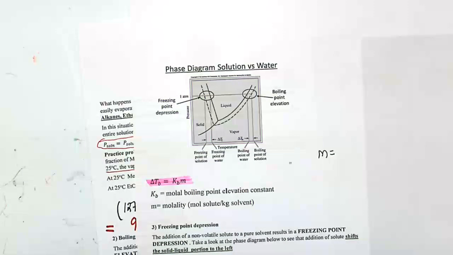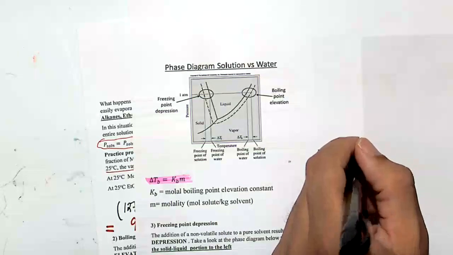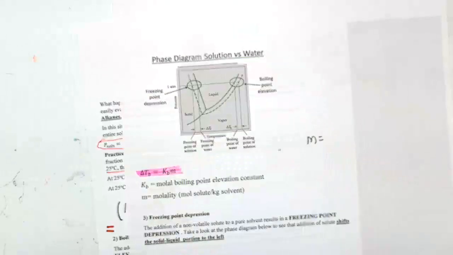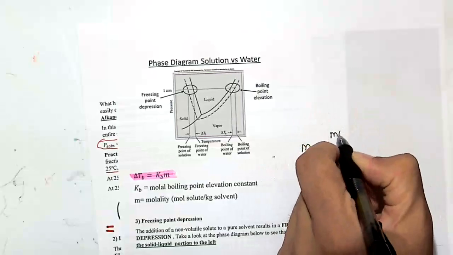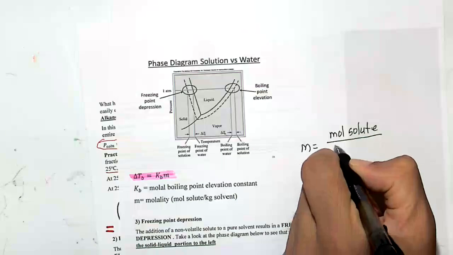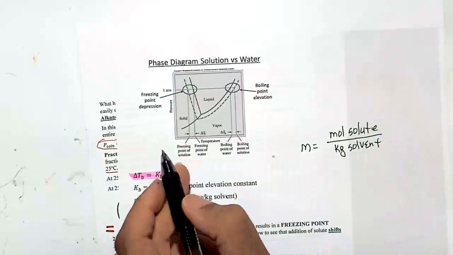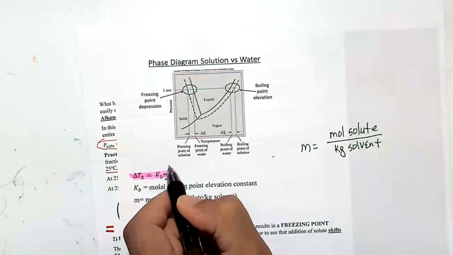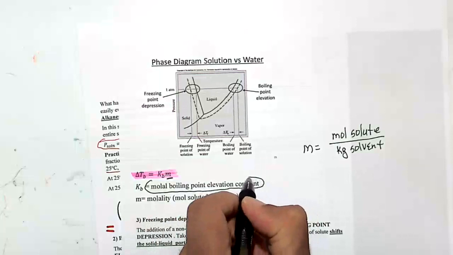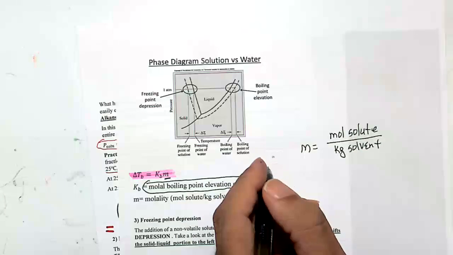So question on the exam, short answer question, just a quiz. What are the units of molality, or how is it defined? Without looking at this, what is molality? So we're going to take this molality m and multiply it by a constant, the molal boiling point elevation constant. All right, so it's a constant.